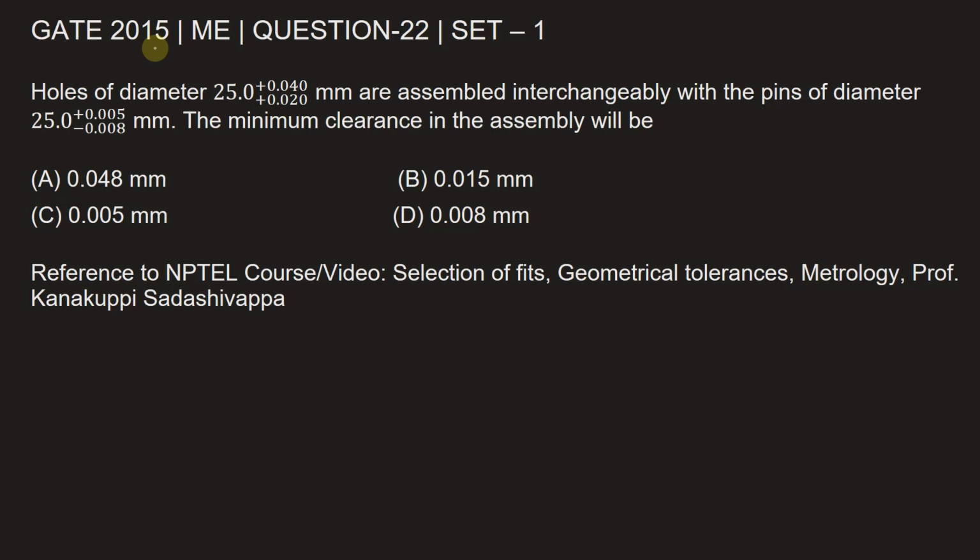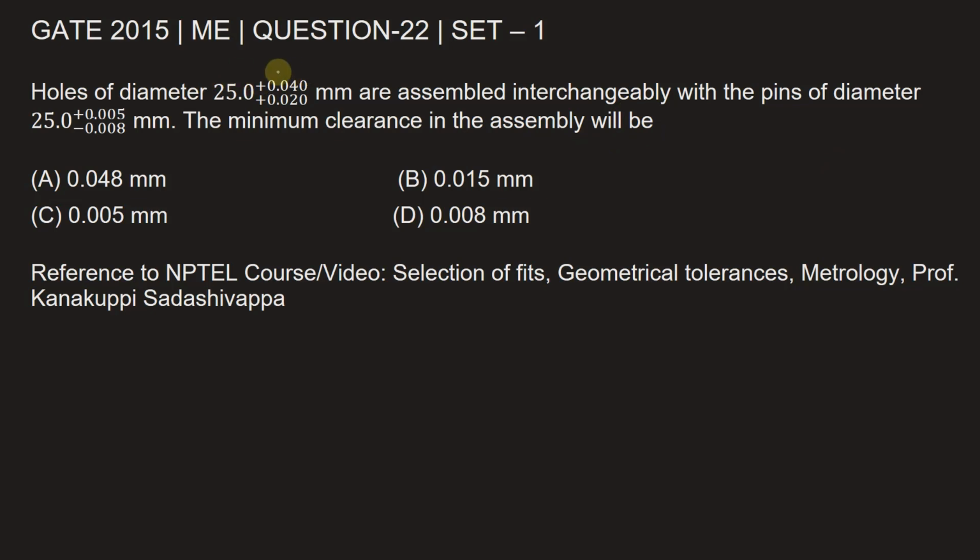This question is from GATE 2015 Mechanical Engineering paper, Set 1, question number 22. Holes of diameter 25.0 with variation for the upper limit as plus 0.04 and variation for the lower limit as plus 0.02 mm are assembled interchangeably with the pins of diameter 25 with upper limit variation as 0.005 and lower limit variation as minus 0.008 mm. The minimum clearance in the assembly will be.